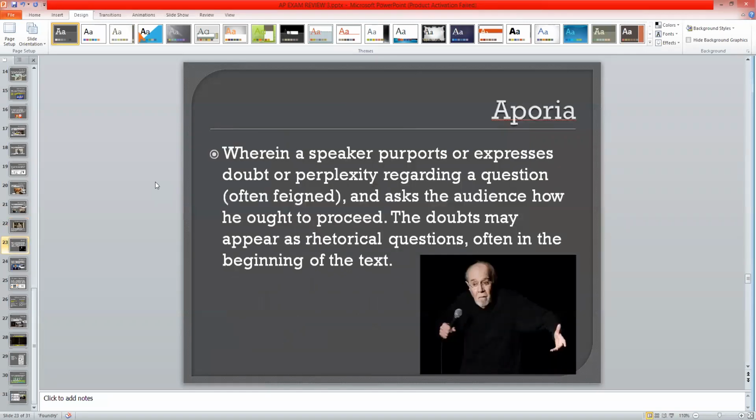Aporia, wherein a speaker purports or expresses doubt or perplexity regarding a question, it's often feigned, and asks the audience how he ought to proceed. The doubts may appear as rhetorical questions, often in the beginning of text.